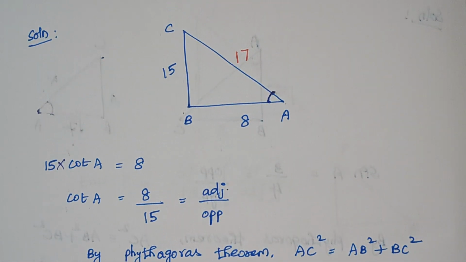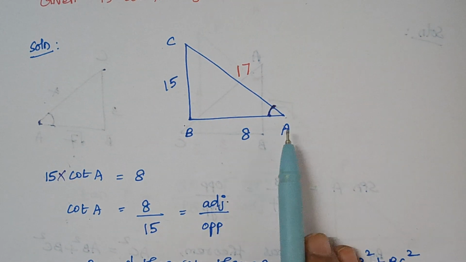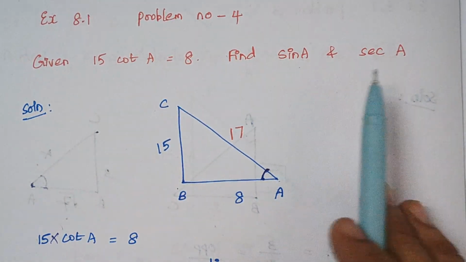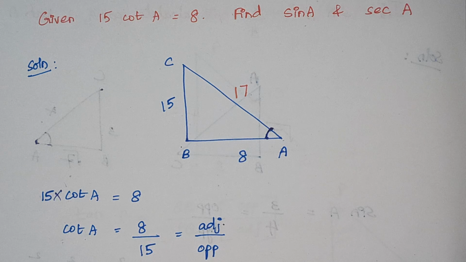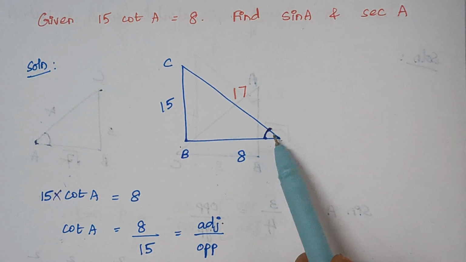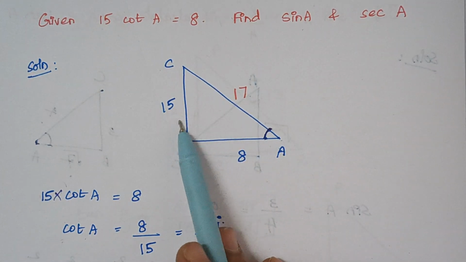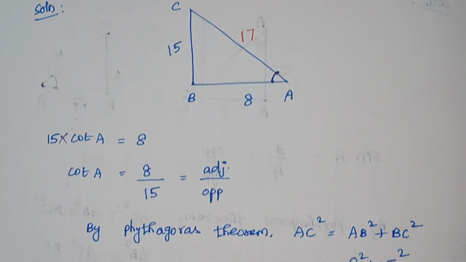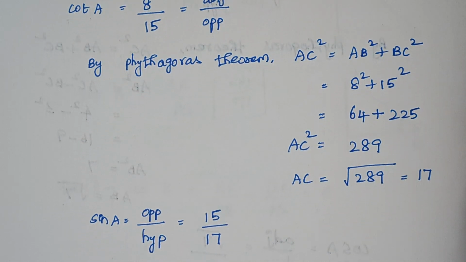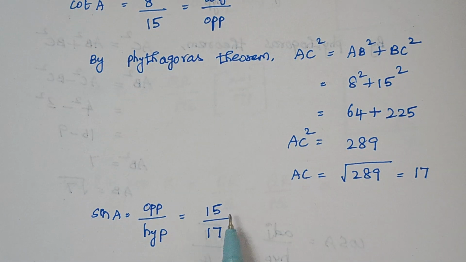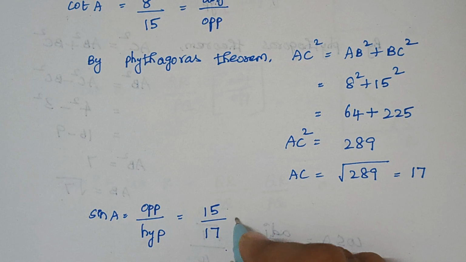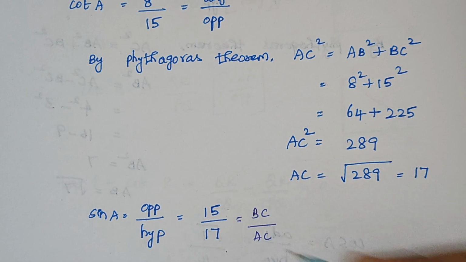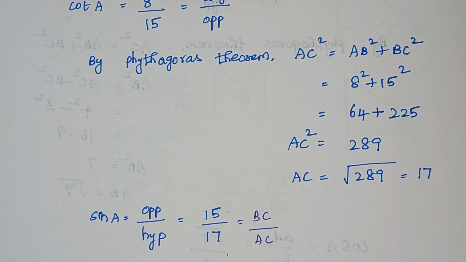Now we have to find the value of sin A and secant A, right? So sin A is nothing but opposite side by hypotenuse. Here what is the opposite side? This BC, that is 15, and hypotenuse is AC, that is 17. Therefore the value of sin A is opposite by hypotenuse, which is 15 by 17. Here it is better if you write the sides, right?